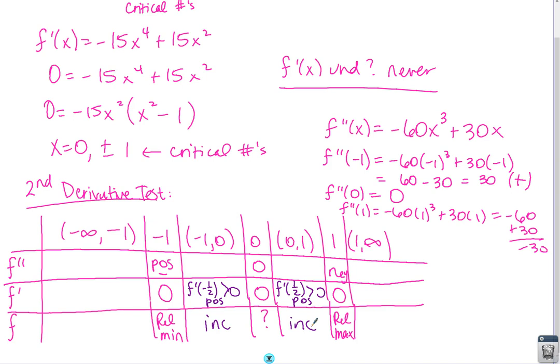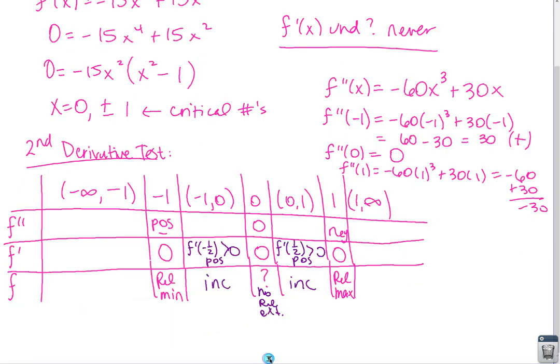There's no relative extrema here. This is a critical number, but no relative extrema. It doesn't happen. And that's okay. Sometimes it happens, sometimes it doesn't. As long as you followed your process correctly, you're good to go.